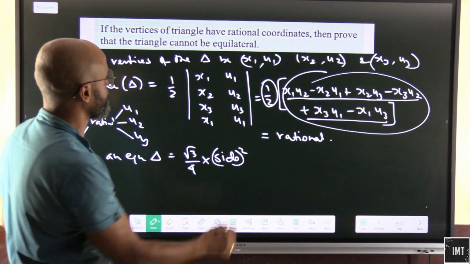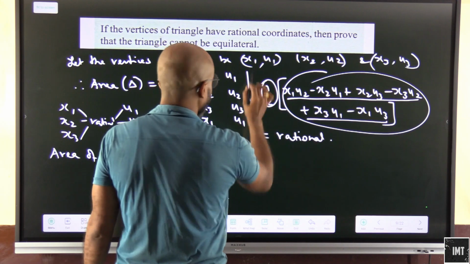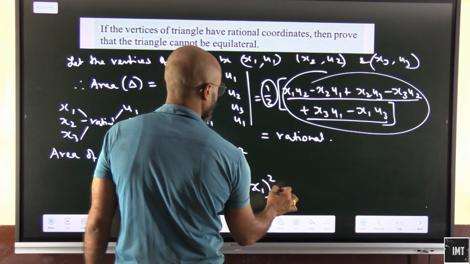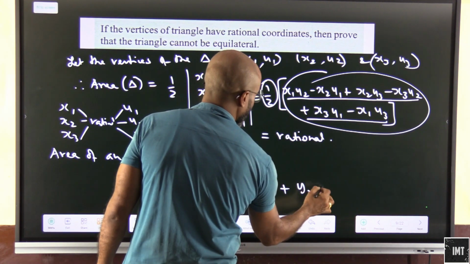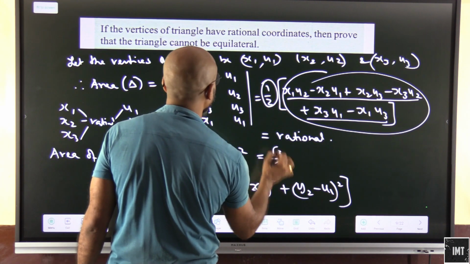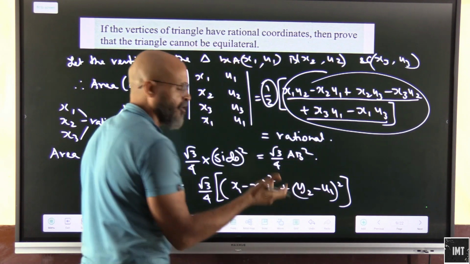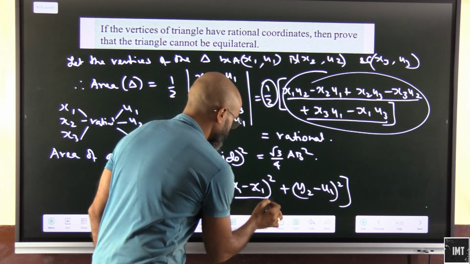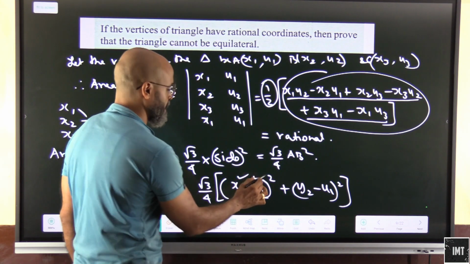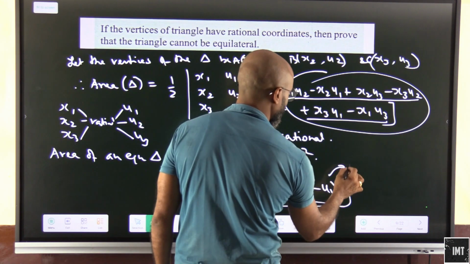Now what will be the side? Let's say any of these sides. So this will be under root 3 by 4 into x2 minus x1 whole square plus y2 minus y1 whole square. Let's say this is point A, this is point B, and this is point C. Under root 3 by 4 AB square, we can write, or BC square, or AC square. Since x2 and x1 are rational, and y2 and y1 are rational, this entire product here will be rational.